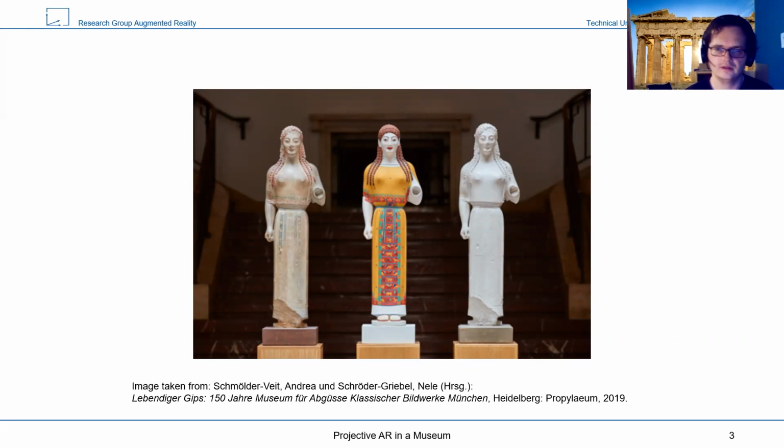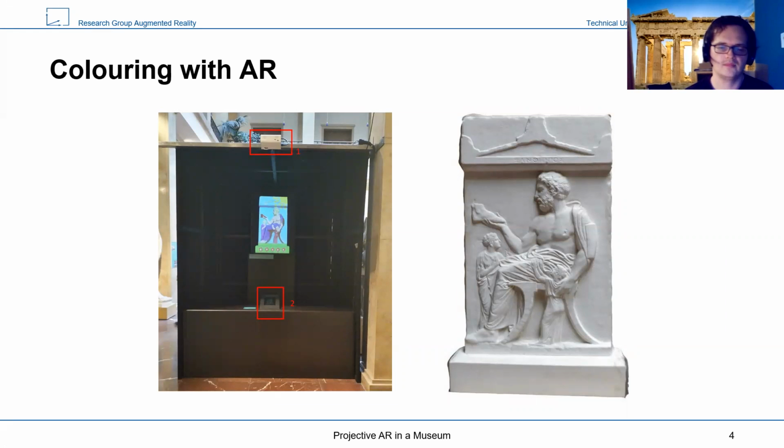In our project, we don't want to augment statues with the probably original color. We want to offer visitors the possibility to color the exhibit the way he or she likes. Together with the Museum of Casts of Classical Statues, we placed a booth inside the museum and used a projector and a tablet marked with red to color the exhibit inside the booth.